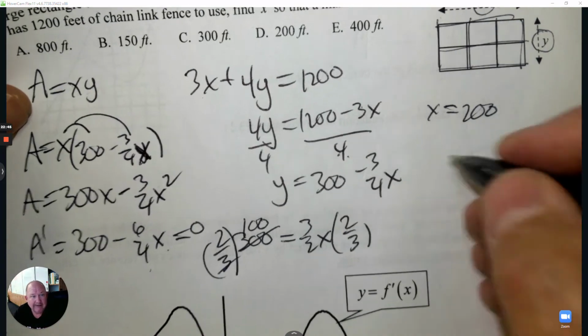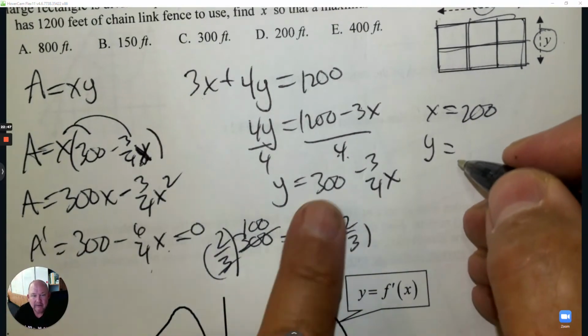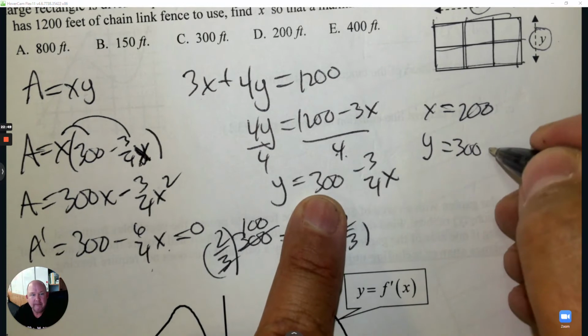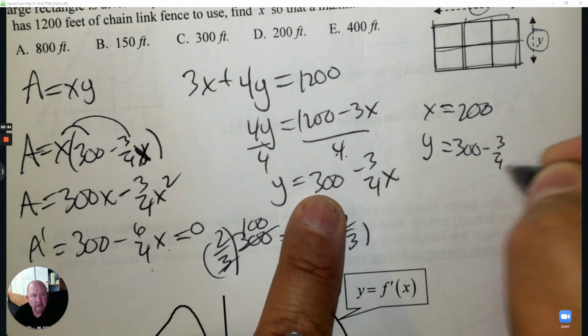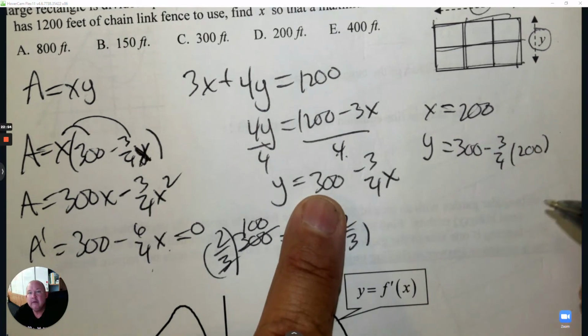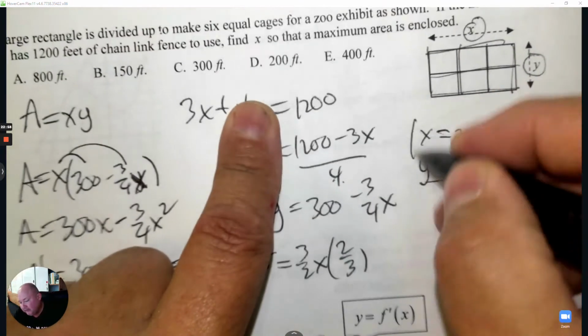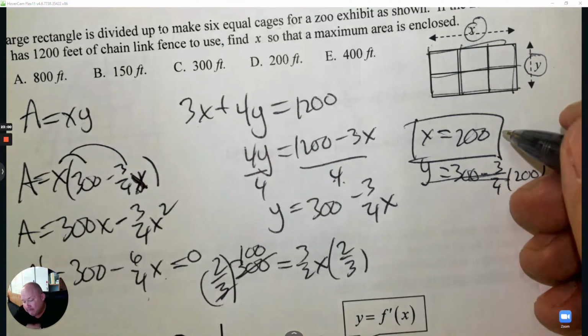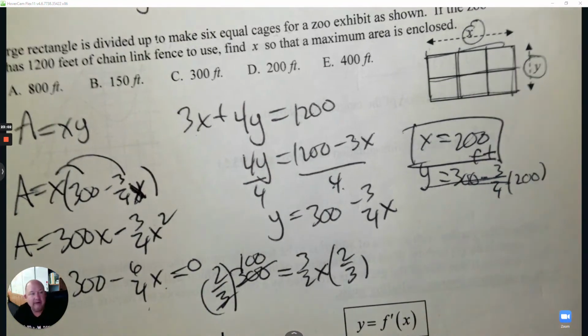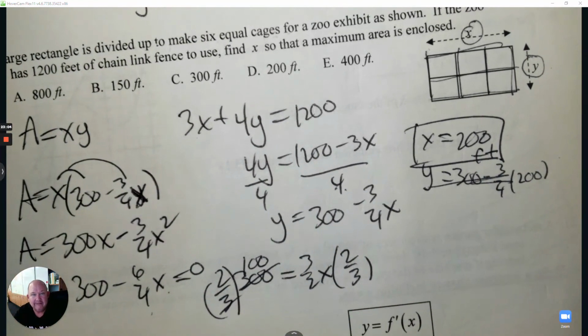And multiply to find the y value right here. 300 minus 3/4 times 200. Oh, it just says find the x value, so I don't even need to do this. So what's the x value that maximizes the area? And the x value is 200 feet. Perfect.